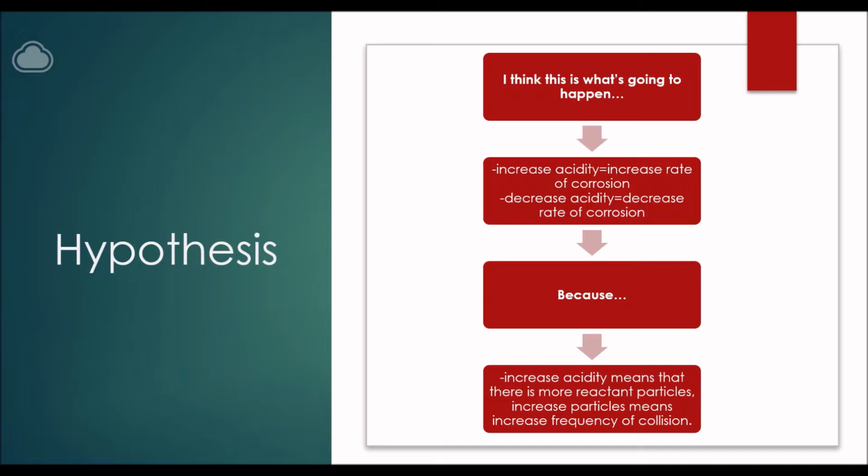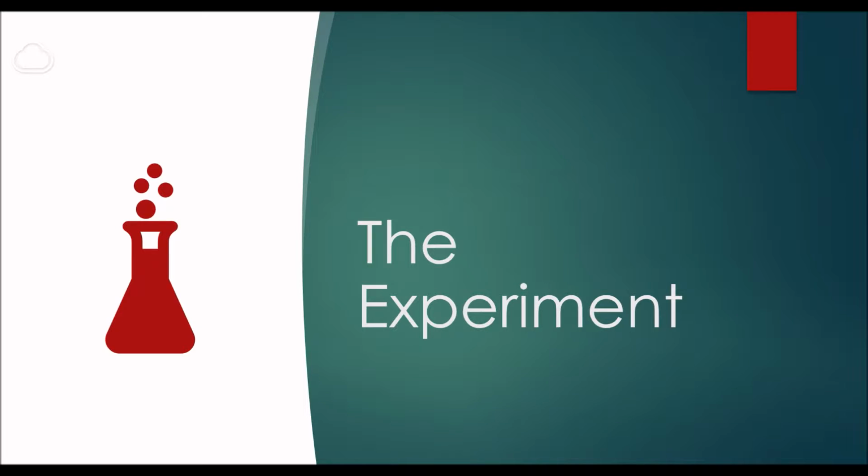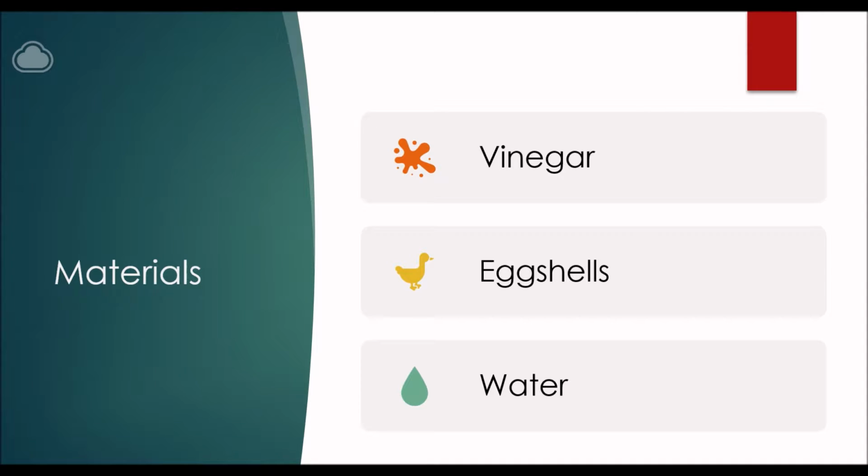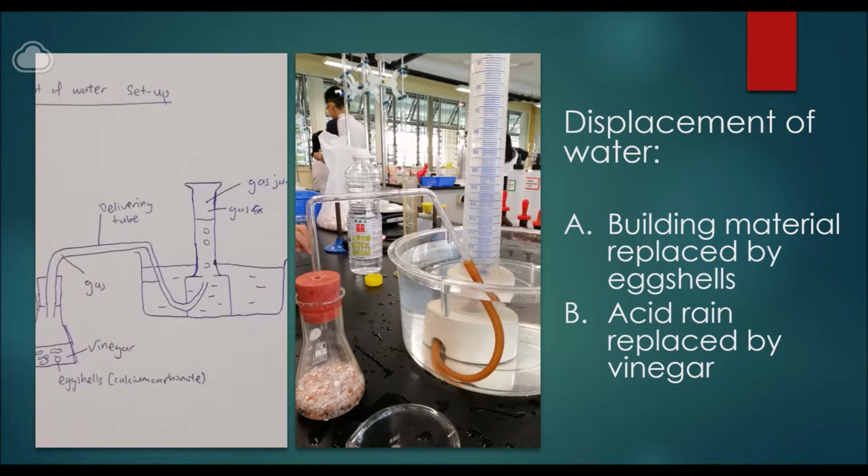As such, in order to replicate this experiment, we have replaced the materials for building the structure with eggshells instead, as both of them have a similar chemical formula of CaCO3. Then we replace the acid rain with vinegar instead. By doing so, we have effectively replicated the real thing.